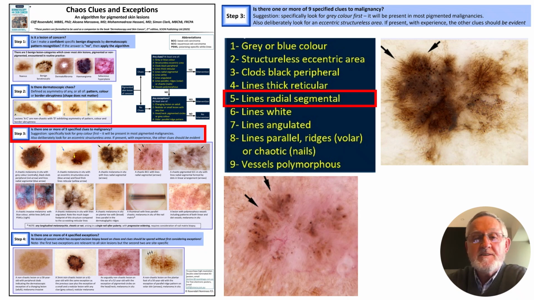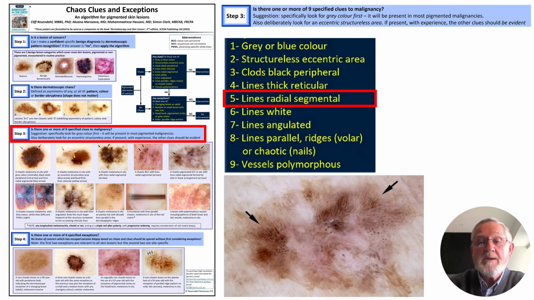Clue number 5, lines radial segmental. When lines radial are circumferential, that is not a clue to malignancy, but when they're segmental, it is. On the top right, you can see the left-hand black arrow pointing to lines radial segmental extending from an area of the lesion just as dark as the lines. That's a melanoma in situ. Whereas on the lower lesion, you can see the black arrows pointing to lines radial segmental, which extend from a hypopigmented area, which is what is expected with a basal cell carcinoma.